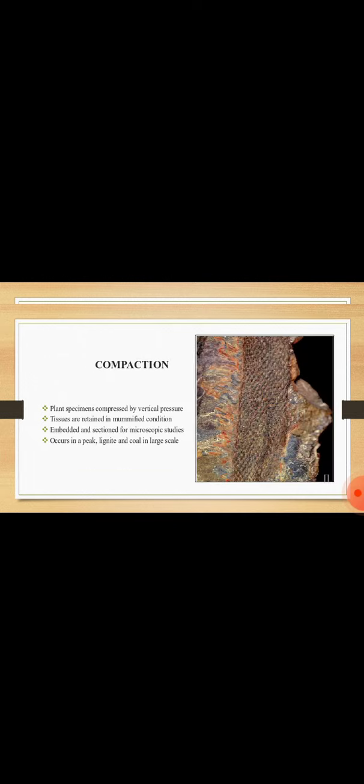Next one is compaction. Compaction is also called mummified plants. These are plants or plant fragments compressed by vertical pressure, masses of plant fragments without intervening matrix, such as occurring in peat, lignite and coal, or large-scale compactions. Occasionally in leathery leaves or tough fruits, the tissue is retained in a mummified condition. These can be embedded and sectioned for microscopic studies.